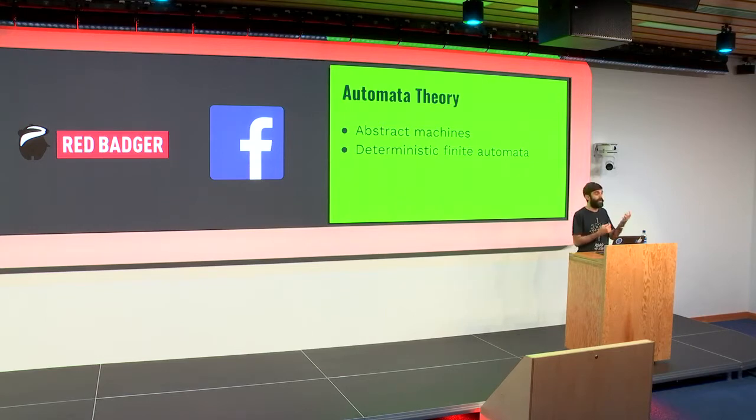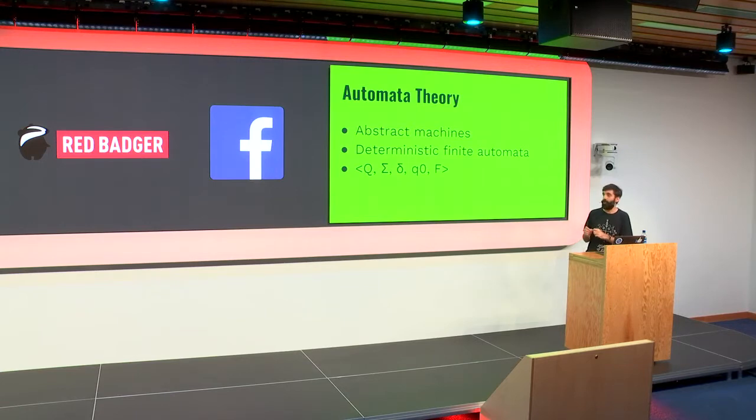It can have only one state at a time, so no more like is fetching and is empty at the same time. That cannot be true. And also it's deterministic in a sense that given the current state and an input, it's always going to give the same next state, which is hopefully what we want to give our users as well.